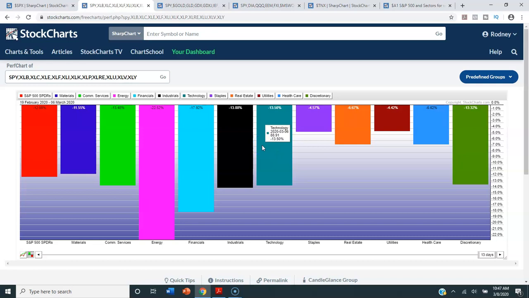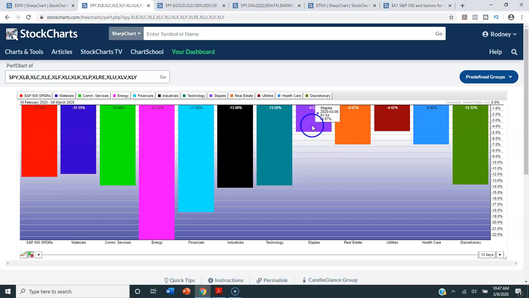XLI is down 13.88. We have the technology sector. Even though technology has done extremely well over the last 10 years, it's still down 13.5% over the last 13 trading sessions. So a lot of big tech stocks in there. And by the way, the XLK represents the largest component of the S&P 500. In my way of thinking, the XLK, the technology sector, represents, I believe, the most important sector in the S&P 500. So we definitely want to keep an eye on this. On a relative basis, it's done extremely well, but it has pulled back 13.5% over the last 13 trading sessions.